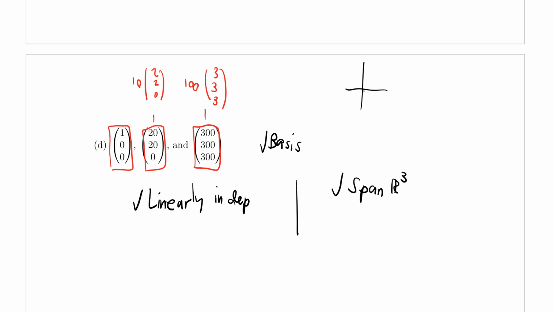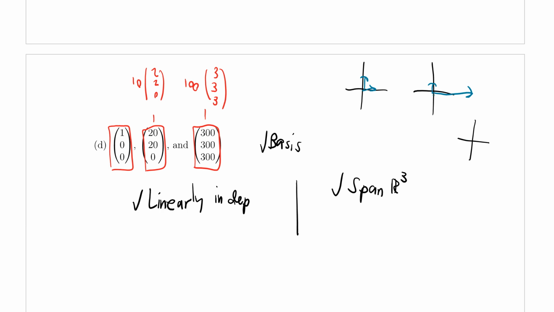let's say I have R squared, and let's say these two guys form a basis for R squared. Now, if I scale these two vectors, then no matter how much I scale them, they will still form a basis for R squared. And I can scale it to the negative as well.